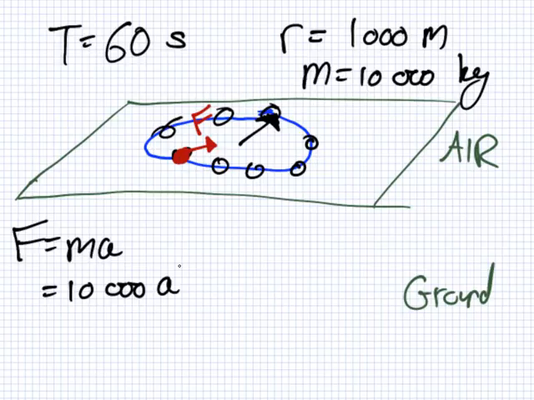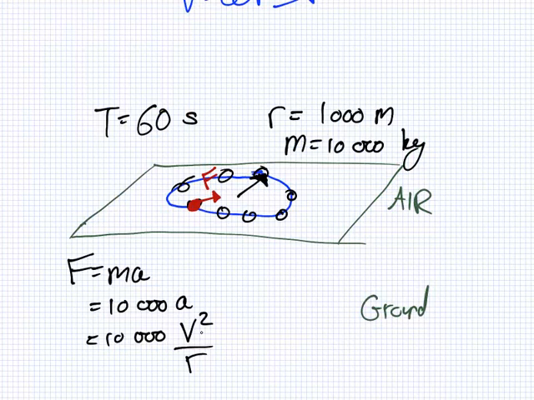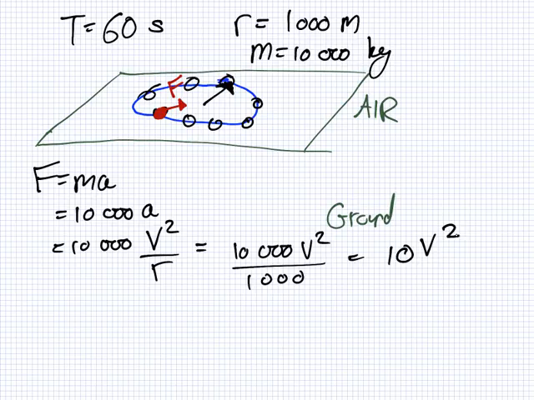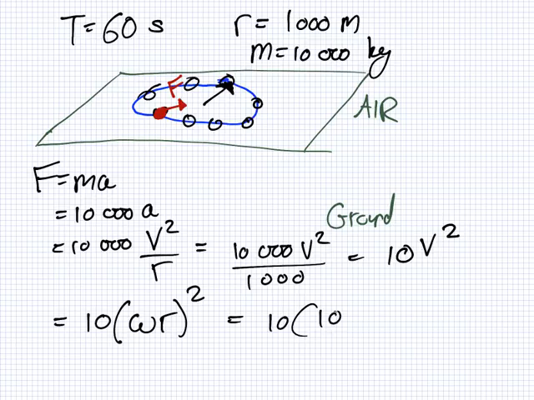Now, do I have a formula for A? Yes. It's V squared over R. Now, do I know the R? Yes, it's 1,000. So now this will equal 10 V squared. Now, do I know the V? I don't, but do I have a formula for V? V equals omega R. Yes, that's the formula. Now, do I know the R? It's 1,000 omega.